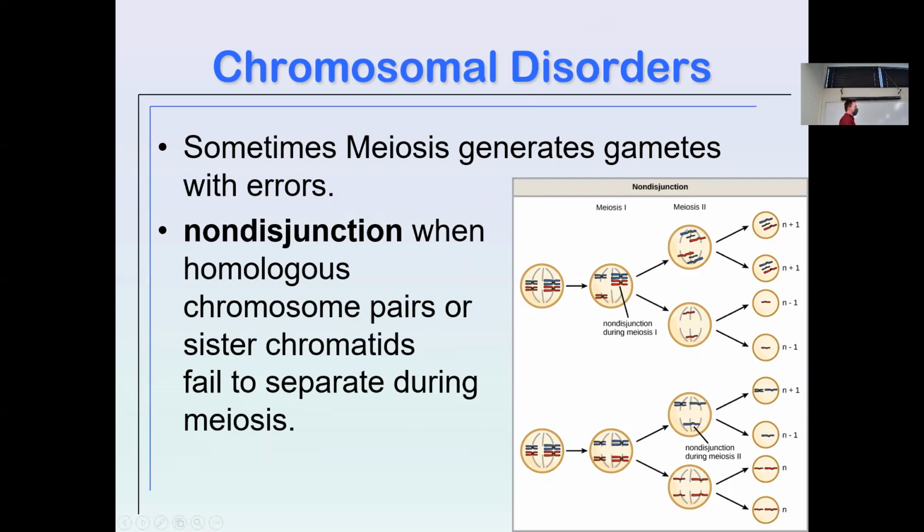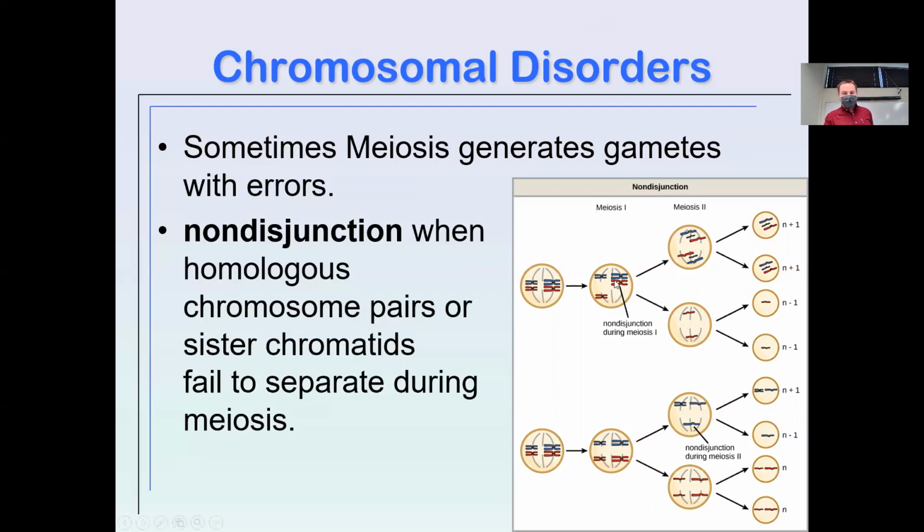Another thing we talk about in chapter 13 is chromosomal disorders. What happens when this doesn't go quite right? There are situations where we have what we call a non-disjunction. A non-disjunction is where something gets messed up in the separation of chromosomes during meiosis. And so you have a gamete that has the wrong number of chromosomes, either not enough or too many.